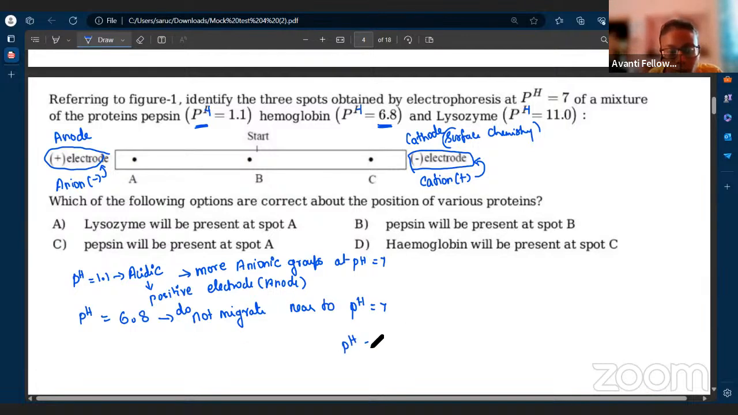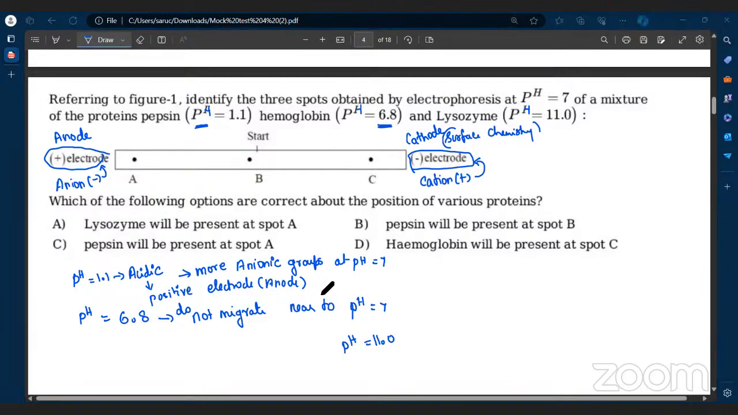Now, if the pH value is equal to 11.0, it is a very basic condition. pH equal to 1.1 is an acidic condition, and when the condition is acidic, it will move to the positive electrode. When the pH value is very basic in nature, it mainly exists in the cationic form. Therefore it will move to the negative electrode.